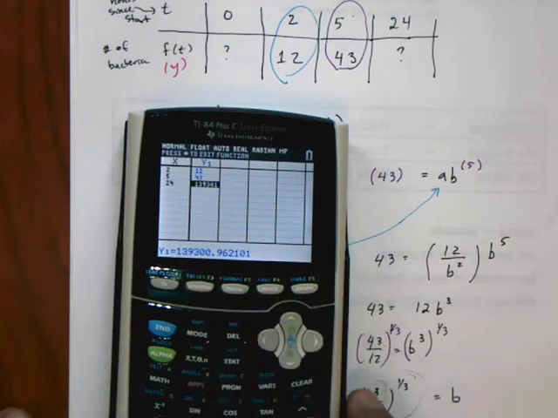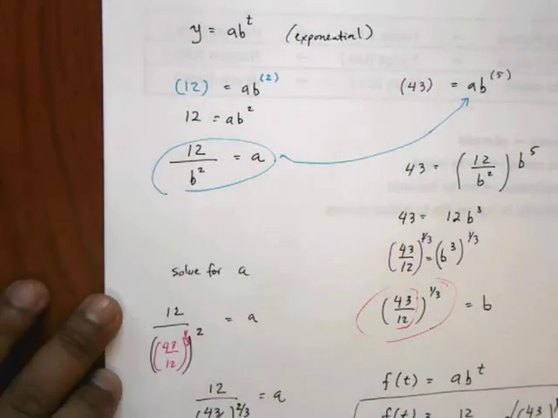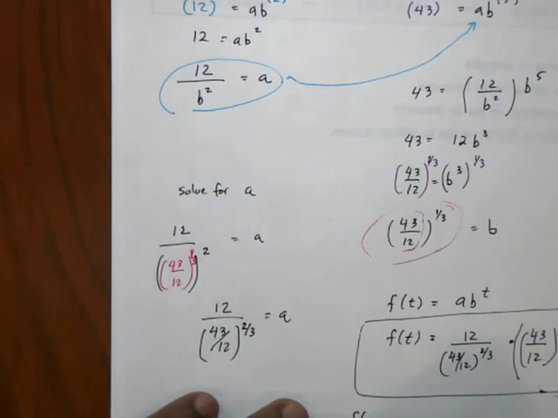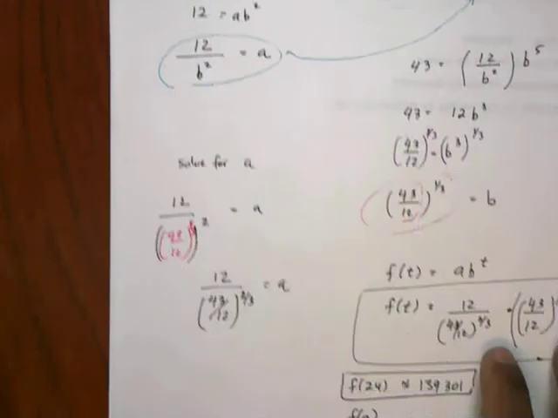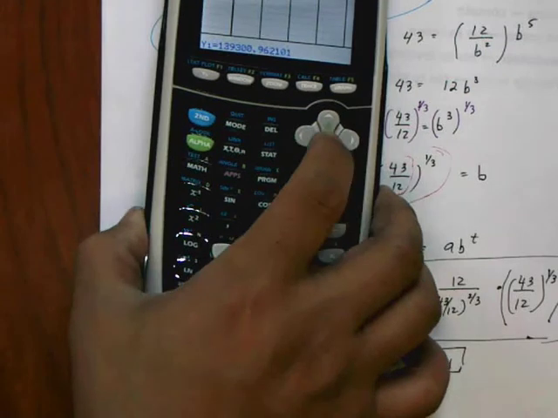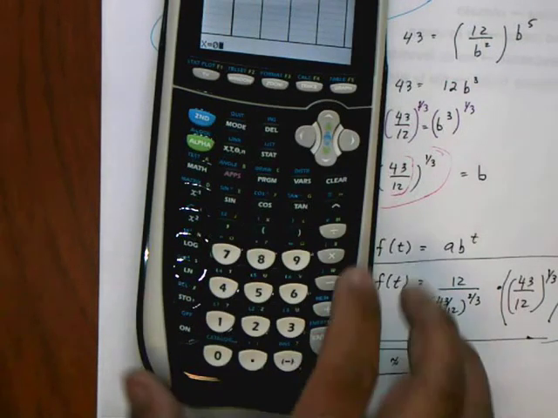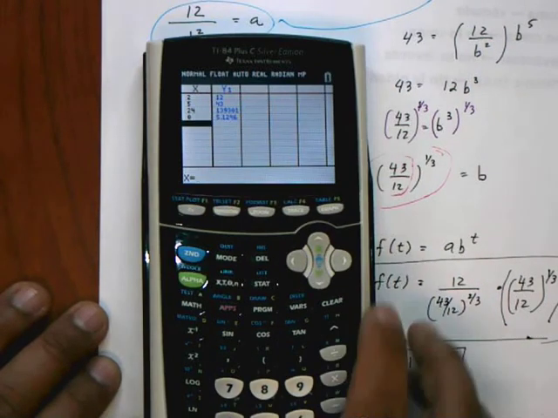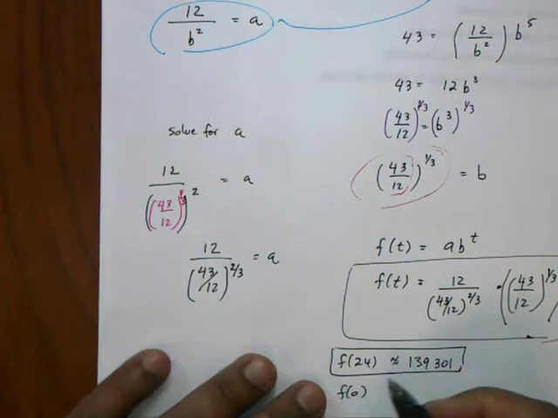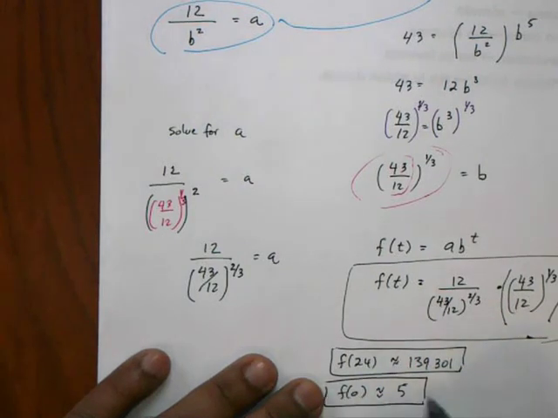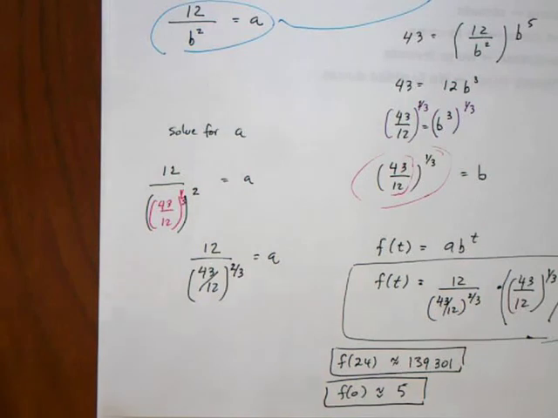And now if I want to solve the other problems, when X equals 24, Y is approximately 139,300. So I can answer that question now. F of 24 is approximately 139,301. If I wanted to find F of 0, I can do the exact same thing. Just go into my table, type in 0. And you can see that I started with approximately 5. And you always want to round down to the nearest bacteria, because you can't have half a bacteria, so it's about 5. So this answers both of those questions.